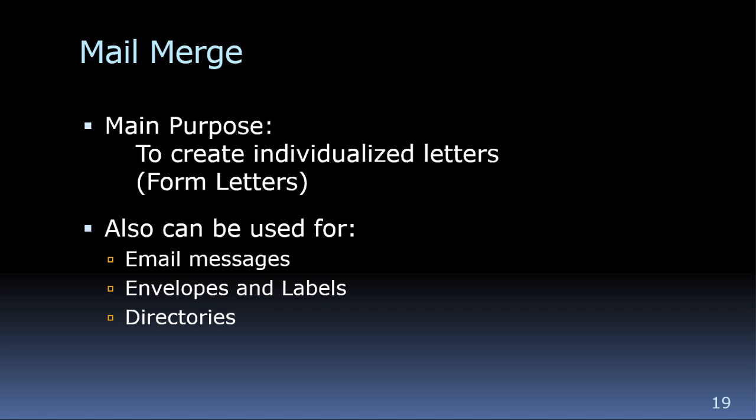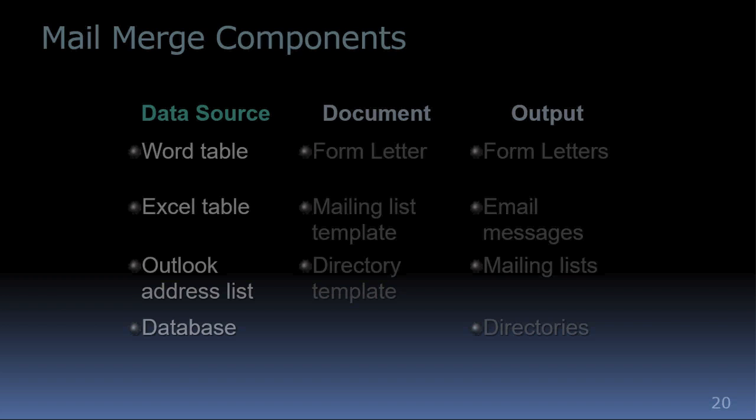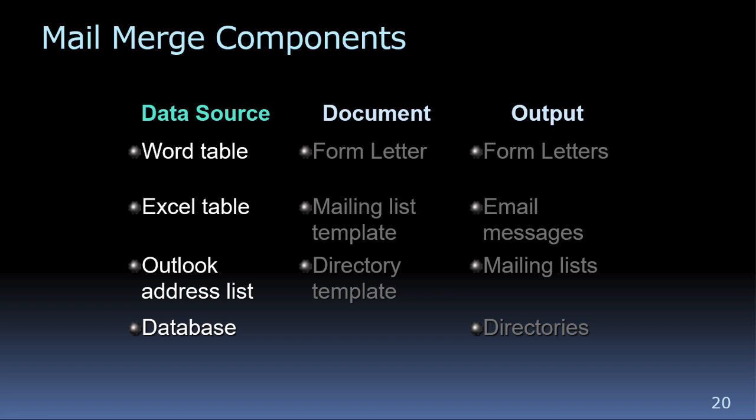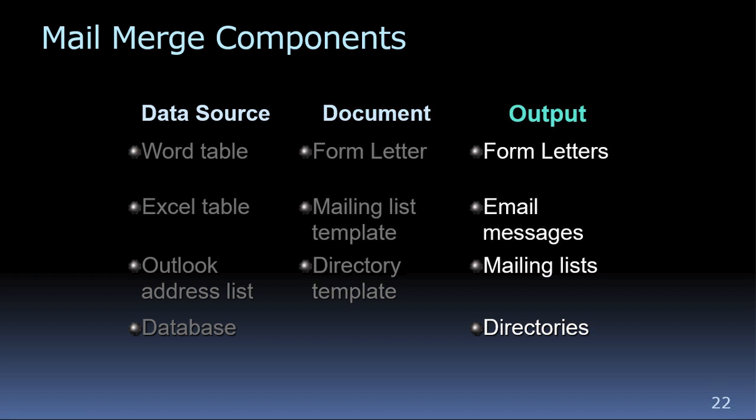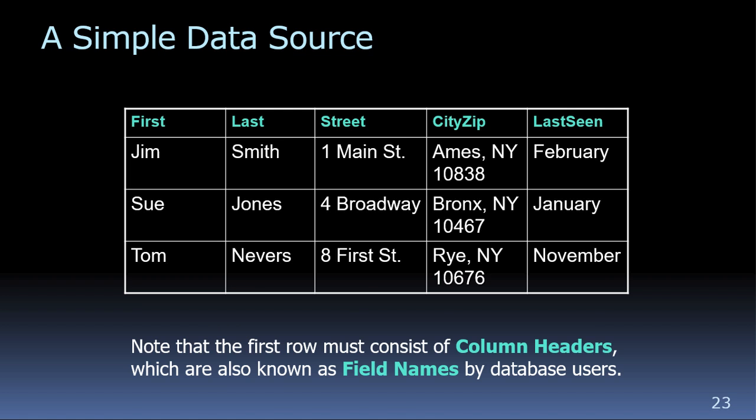We can use them also for email messages, envelopes, and labels and directories. It's a very, very powerful tool. You need three different components here. Number one is the data source, which could be a table in Word or a table in Excel. And you also need a document. Usually it's a form letter or a mailing list template. And then you combine those two together, and the output is going to be a series of form letters or email messages.